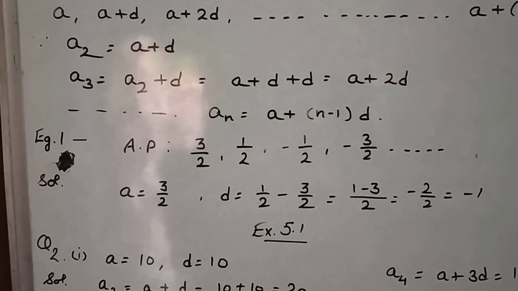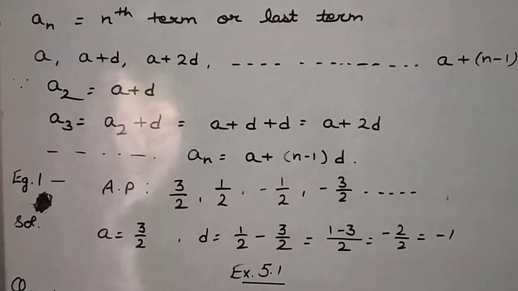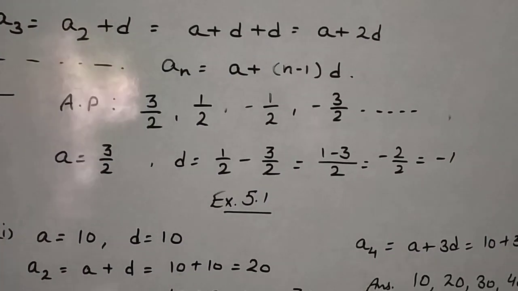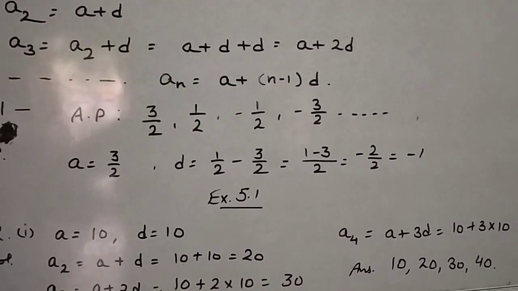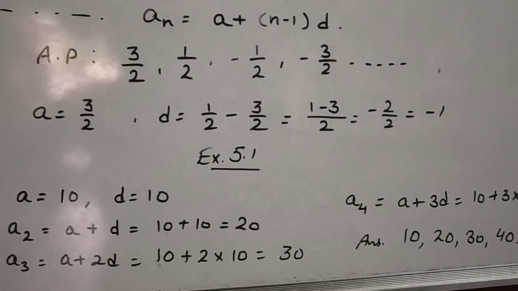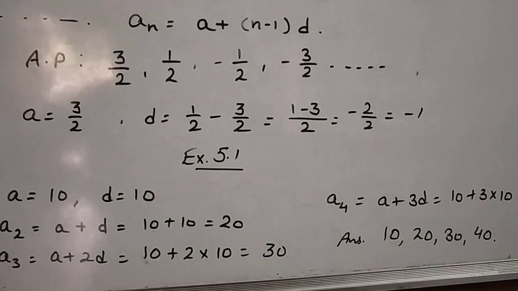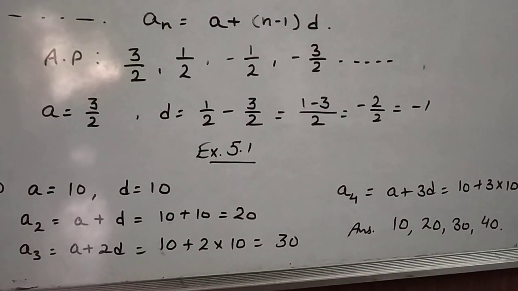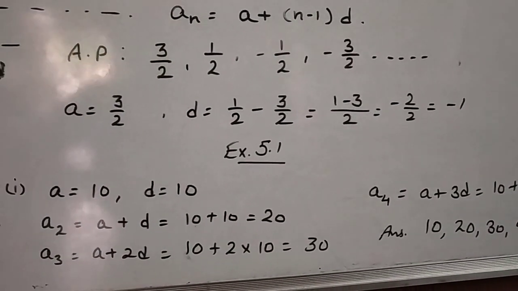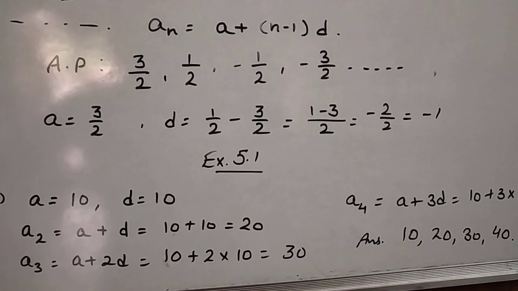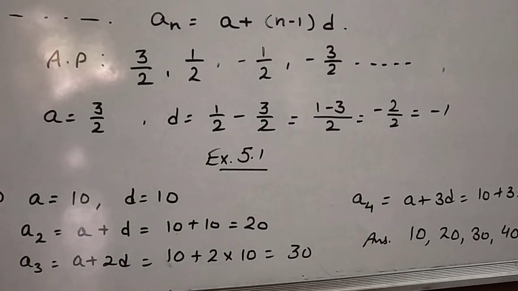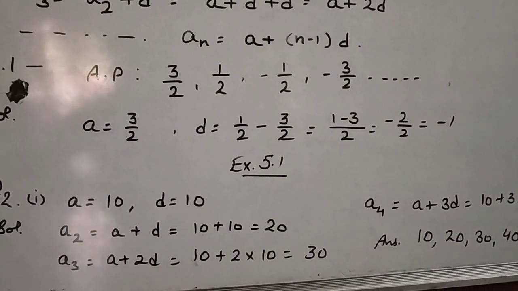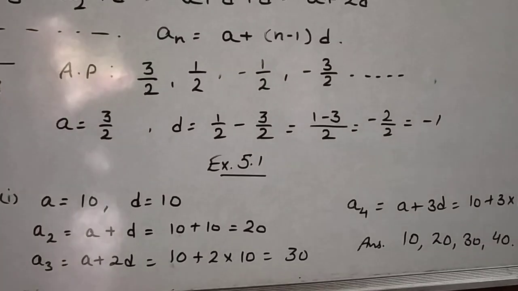Let's come to one example. Example 4. It's given to you, AP series 3 by 2, 1 by 2, minus 1 by 2 and so on. We have to find here the A and D values. A is obviously the first term, so 3 by 2. And D will be A2 minus A1, means the second term minus the first term, which is 1 by 2 minus 3 by 2. By solving, we have got minus 2 by 2, which is equal to minus 1. So here minus 1 is the D value.